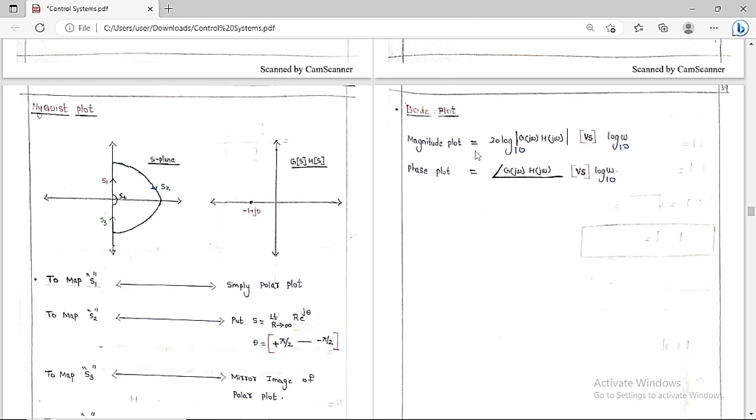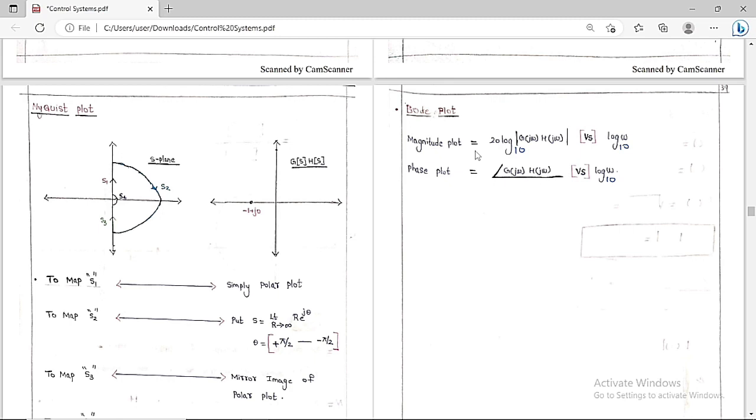So the Bode plot has two important plots, the magnitude plot and the phase plot, and we use the open loop transfer function to draw both. Magnitude plot means 20 log of mod of G(j omega)H(j omega) with base 10 versus log of omega with base 10, whereas the phase plot is the phase angle of G(j omega)H(j omega) versus log omega with base 10. These are the two important graphs that we are going to draw, and this is called the Bode plot.